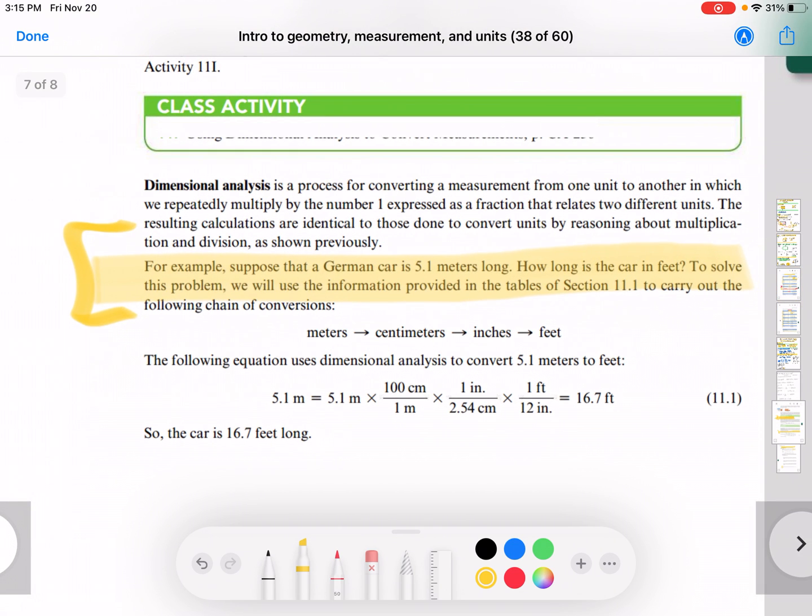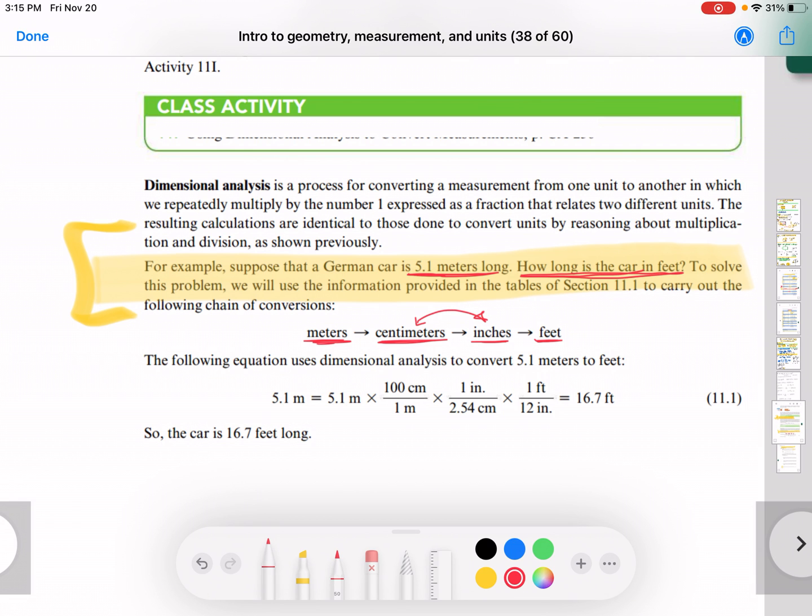They say, suppose that a German car is 5.1 meters long. And then the question says, how long is this car in feet? And so again, they're going to go through the inch-centimeter conversion. So they're going to go from meters to centimeters, centimeters to inches, and then inches out to feet, because these are the two that we can link.